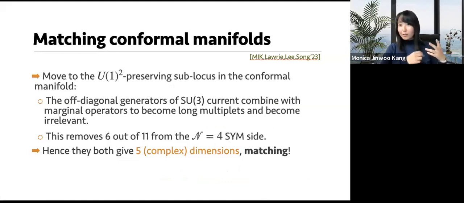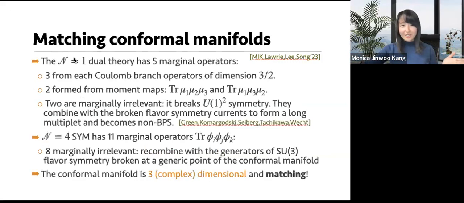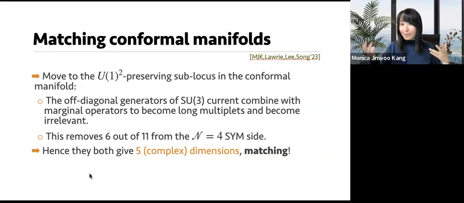Now, that was perfectly matching. Now, let's check if that will match with the U(1) squared preserving sublocus of the conformal manifold. The off-diagonal generators of the SU(3) current combine with the marginal operators to become long multiplets and become irrelevant. This will remove 6 out of 11 from the N=4 super-Yang-Mills side, and of course, the other side is not going to remove anything. It had 5 marginal operators. So they both give 5 dimensions, and they perfectly match as well.